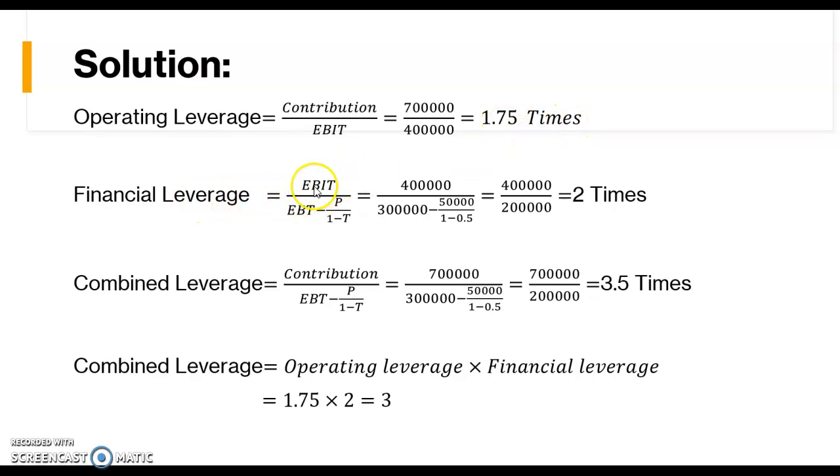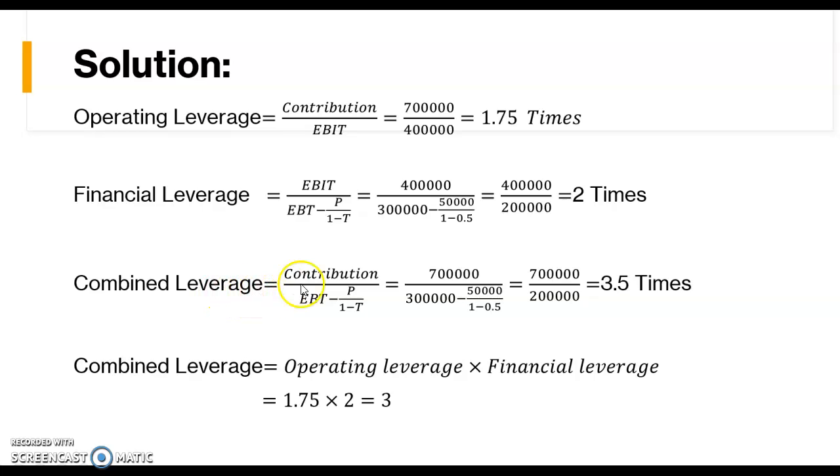Financial leverage. Now here you can see the formula is different. EBIT divided by EBT minus preference dividend divided by 1 minus tax rate. I repeat, EBIT divided by EBT minus preference dividend divided by 1 minus tax rate. 4 lakh divided by 3 lakh minus 50,000 divided by 1 minus 0.5. So 1 minus 0.5 is 0.5. 50,000 divided by 0.5 is 1 lakh rupees. So 3 lakh rupees minus 1 lakh rupees is 2 lakh rupees. So 4 lakh divided by 2 lakh is equal to 2 times. Financial leverage is equal to 2 times.